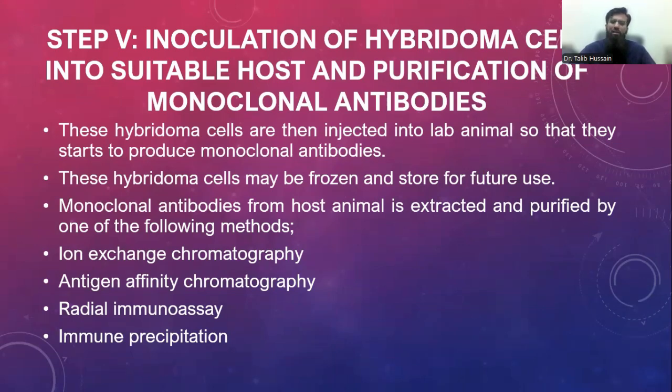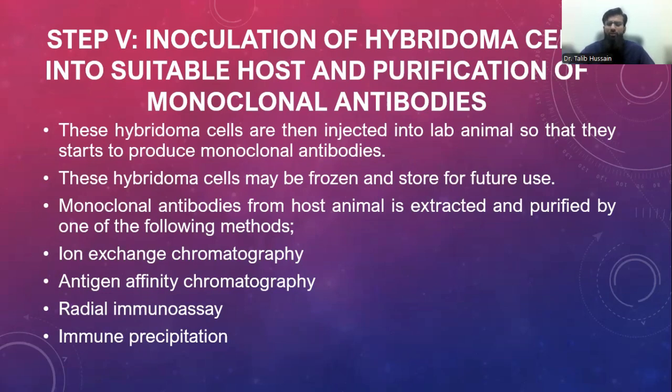So hybridoma cells can be injected into lab animals or animal models so that they start producing monoclonal antibodies. The attained hybrid monoclonal antibodies, which are abundant in number, attained from the spleen of the animal, can be frozen and stored for future use.